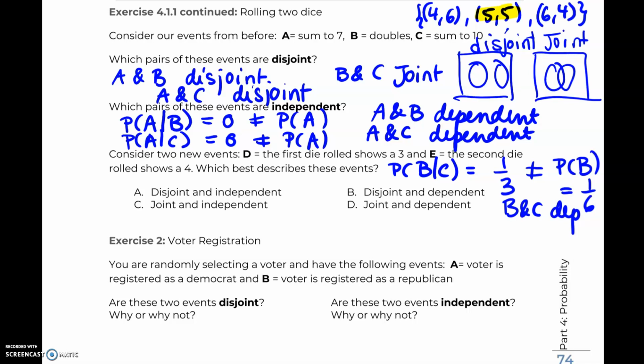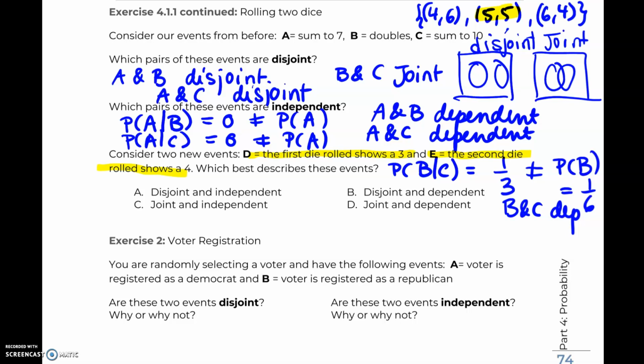One more event to look over here is consider 2 new events. D is the first die rolled is a 3. And E is the second die rolled shows a 4. So we're rolling 2 dice. Which best describes these 2 events? So these are a little different compared to the previous ones.